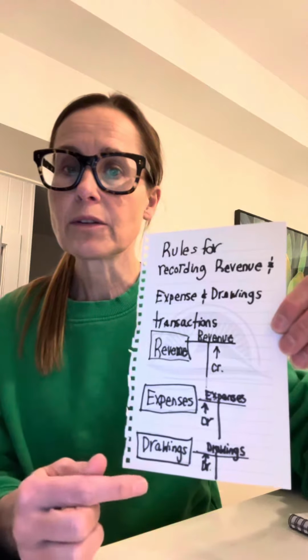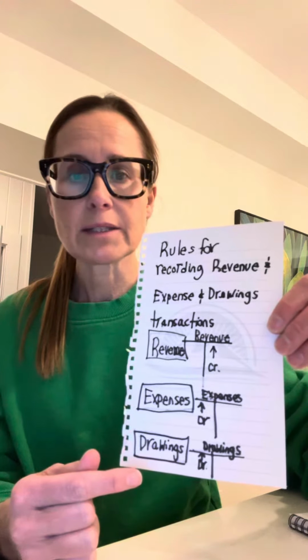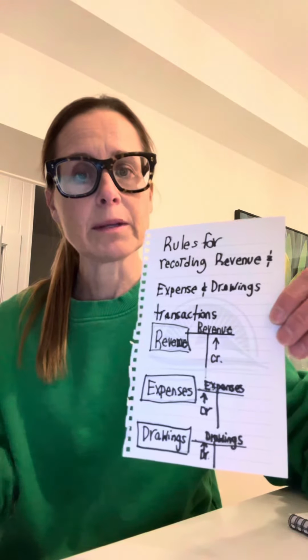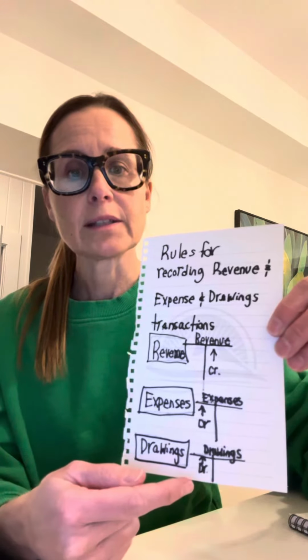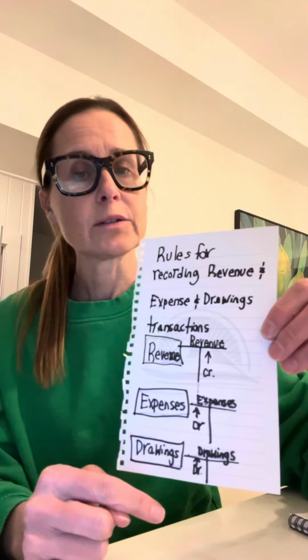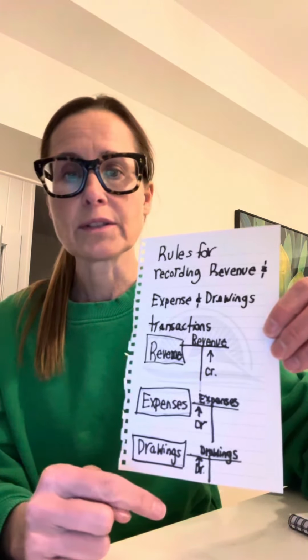And since the owner is taking something out of the business, that means equity is decreased. And equity decreases with a debit. So that's why drawings is always a debit. And a little tip, drawing starts with D, and so does debit. So drawings is always a debit.